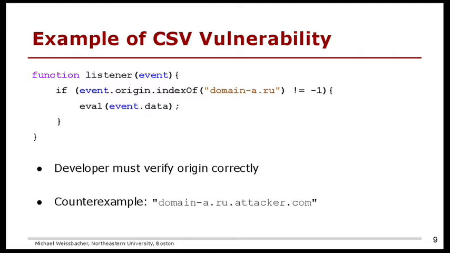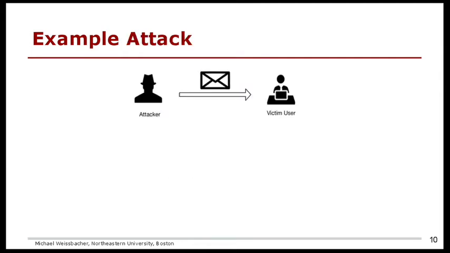Okay, so the issue, of course, is that they have to not only verify the origin in some way, but they have to do it correctly. What they do here is just check for a substring. This is a pretty popular mistake. A counterexample, for example, is domain.a.ru.attacker.com, or any other string, really, which contains this string. Okay, so how would this attack work?